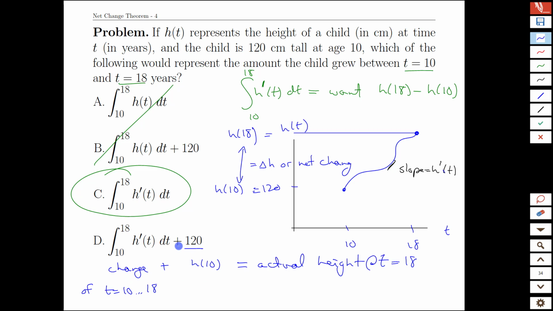would provide that information. The net change theorem tells us that the integral can only tell us the difference in heights, not the absolute height that we ended up at. So it's an important distinction to be able to make. Definite integrals give us how much things change, not final amounts.